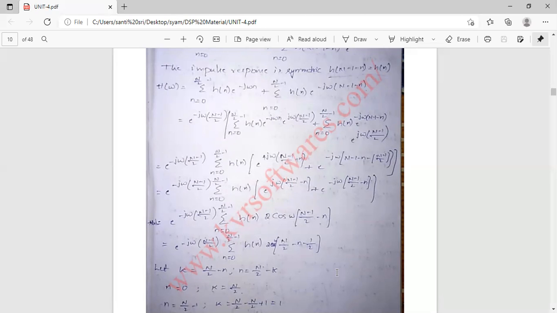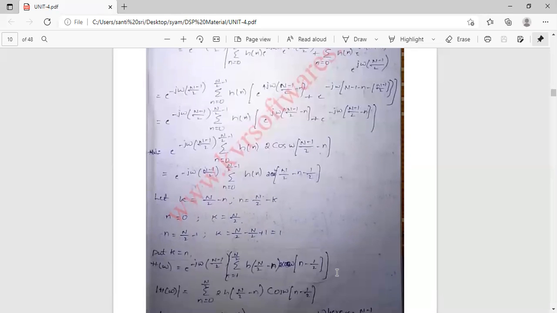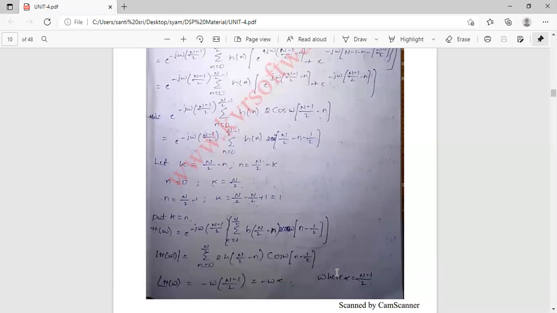Okay, so then n will become N/2 minus k. If n is 0, then k will become N/2. If n is N/2 minus 1, that is N/2 minus N/2 plus 1, so it will become 1. So k goes from 1 to N/2, then H(omega) will become e power minus j omega (N minus 1)/2 sigma k equal to 1 to N/2 of h(N/2 minus k) into 2 cos omega (k minus 1/2).